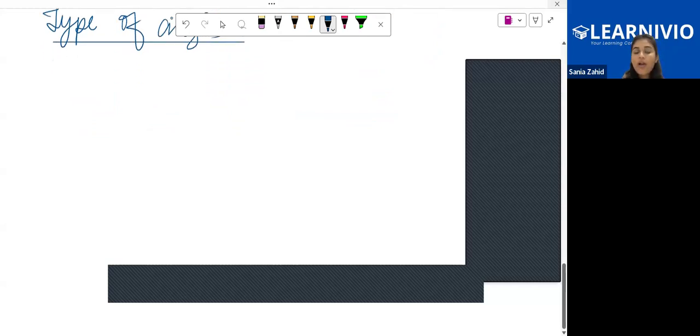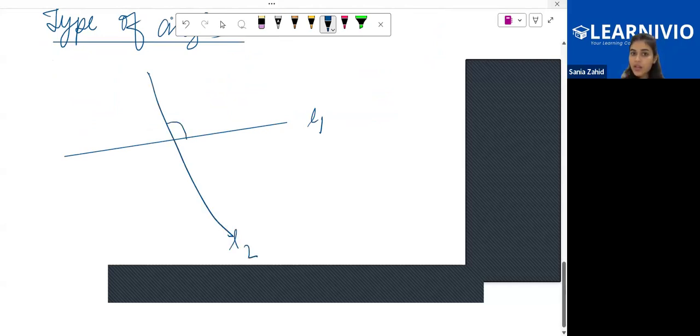See, first of all, you need to know what an intersecting line is. Intersecting lines are basically like this: you have one line, this is line 1, then you have another line, this is L2. These are cutting each other at this point. That means these are intersecting lines.